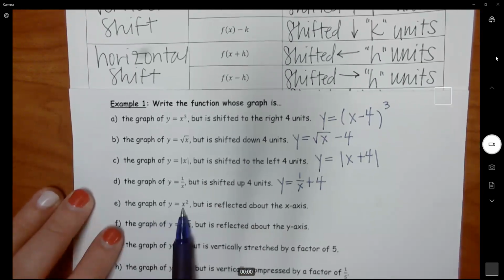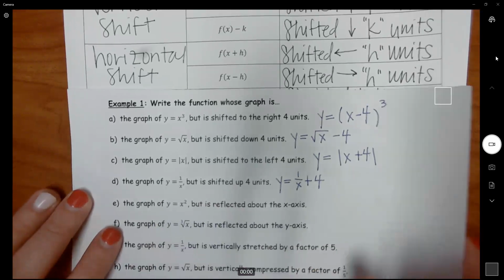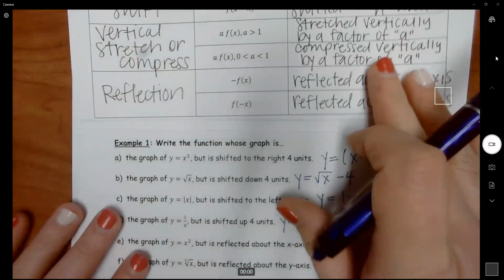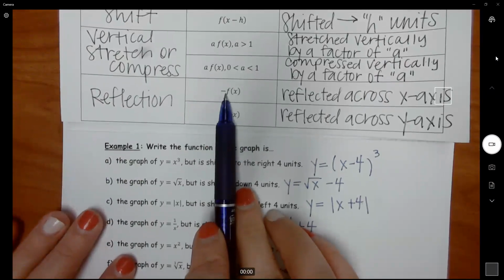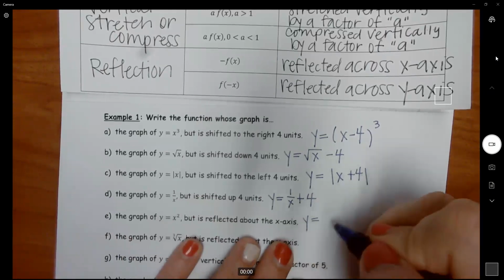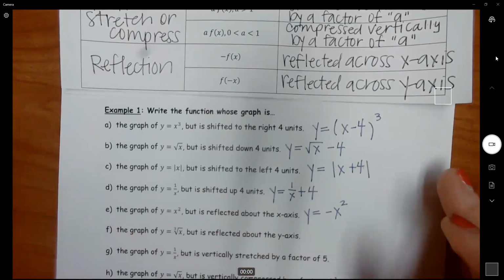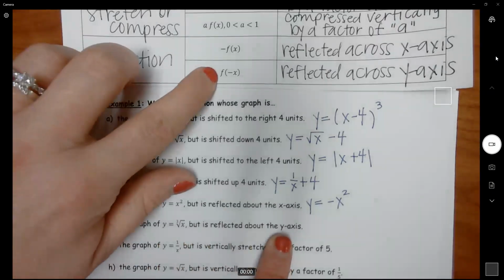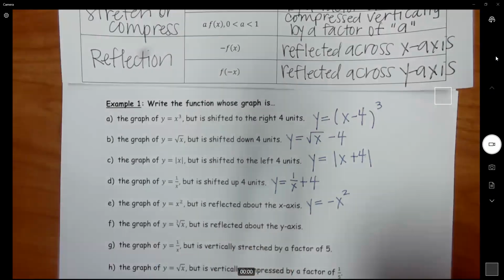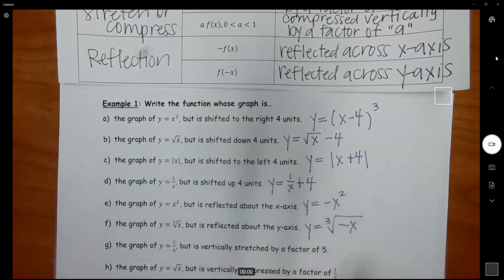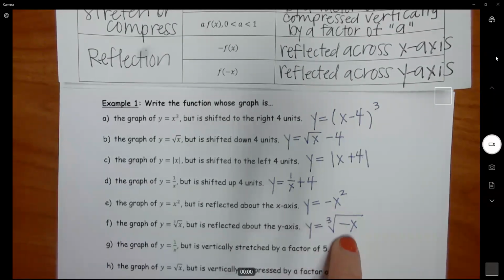The graph y equals x squared, but is reflected about the x-axis. When it is reflected across the x, the negative goes out front of your function. So this is y equals negative x squared. But on this one, when the graph y equals the cubic root of x is reflected about the y-axis, now that's inside of my function. So this will be y equals the cubic root of negative x. Outside the function, inside the function.